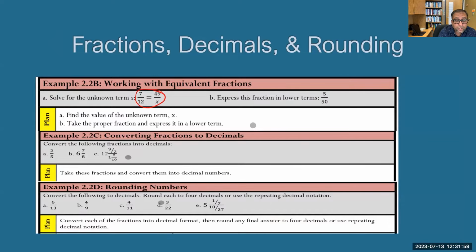And if we want to solve this, it means that x over 7 should be equal to 49 over 12. So if we can solve this in a way like 7 over 12 is equal to 49 over x, we can cross multiply these and get 7x is equal to 12 into 49. And when we divide both sides by 7, we get 84. So x is 84. We can solve it.